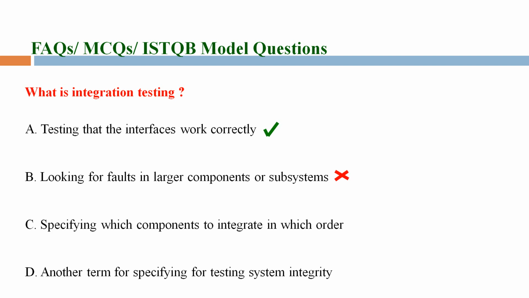Why are the rest of the options wrong? Looking for faults in larger components or subsystems is obviously wrong. Specifying which components to integrate in which order will not be part of integration testing, since all components will be integrated according to the project module or project designs. The last option, another term for testing system integrity: system integrity is not part of integration testing. It is part of system integration testing, which we will discuss in future classes. So option A is the correct one.